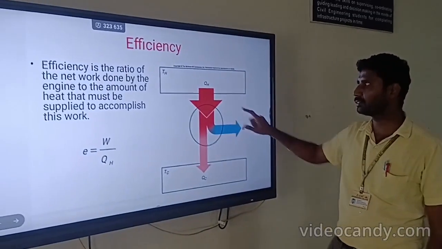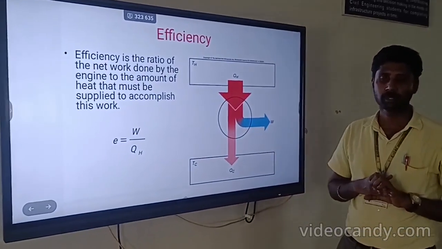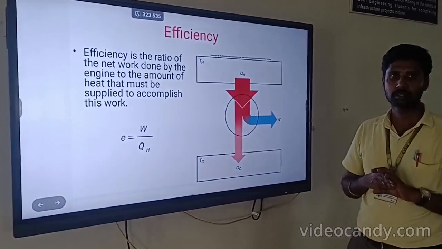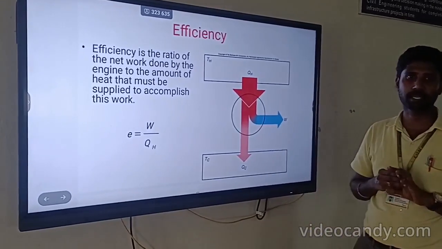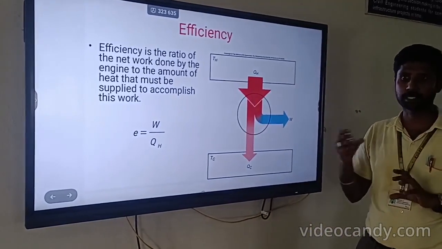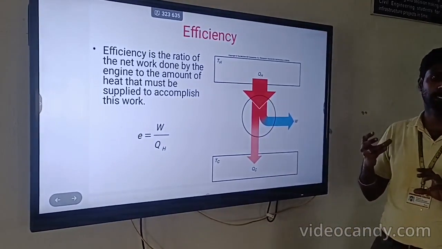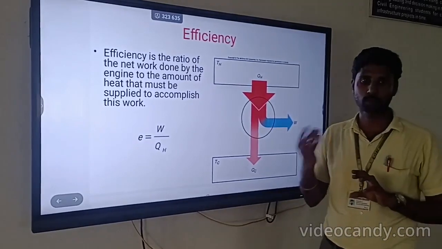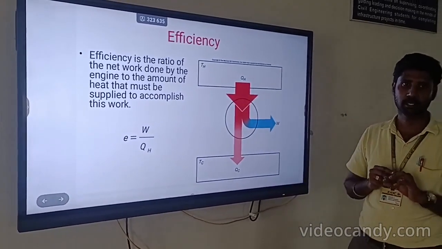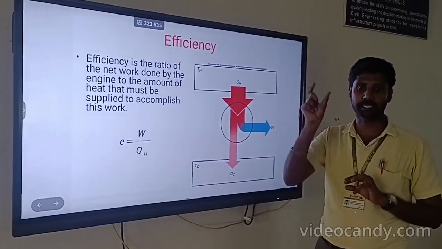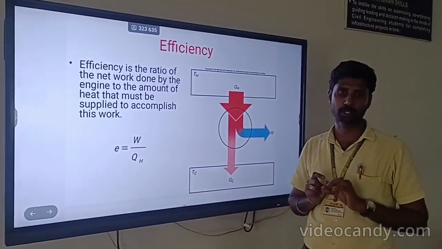The term efficiency of a heat engine. What is meant by efficiency? Efficiency is one of the technical terms. It is used to refer to the performance of that equipment. Efficiency you know very well: output divided by input. For example, the maximum mark in the course is 100. Now the student got 72. So the student's efficiency is 72%. What is meant by 72%? 72 is the output mark, and 100 is the input mark.